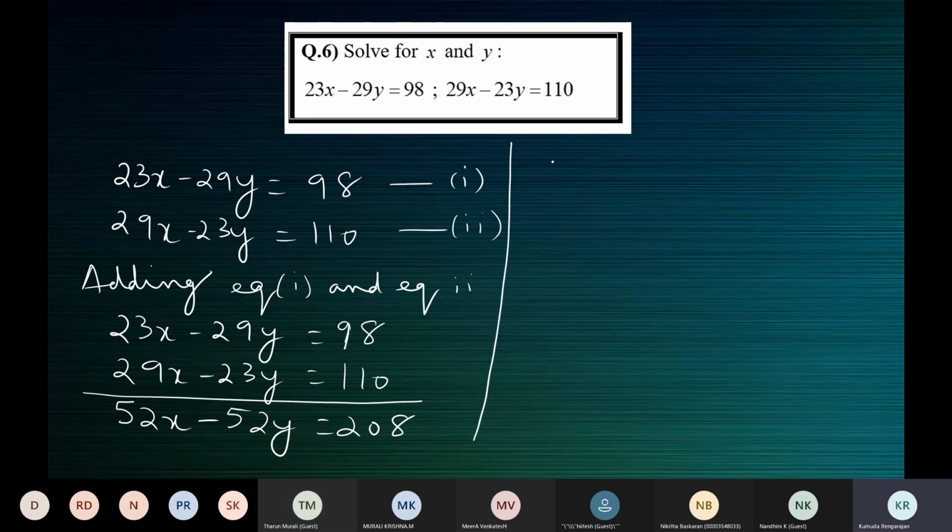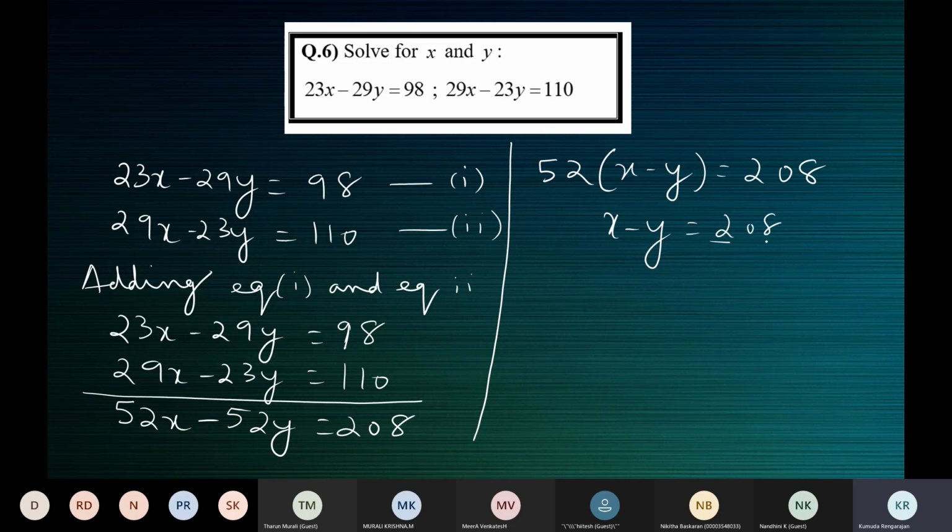So you can take out 52 common. We get 52x minus 52y is equal to 208. 52 is common, so we have 52 in brackets, x minus y is equal to 208. Is this clear, children? So x minus y is equal to 208 divided by 52. x minus y is equal to 4.